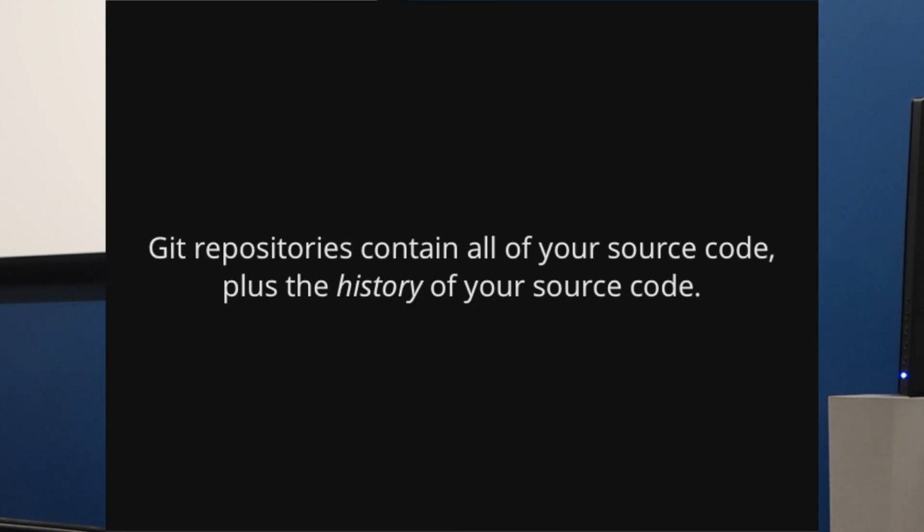Git repositories contain all of your source code, plus the history of the source code. So it's not enough to say that a repository is a folder containing all of your source code. It actually has a .git folder in it that maintains a record of all of the changes you make. So all of the commits that you make, who made them, when they happened, things like that are also contained in your Git repository.